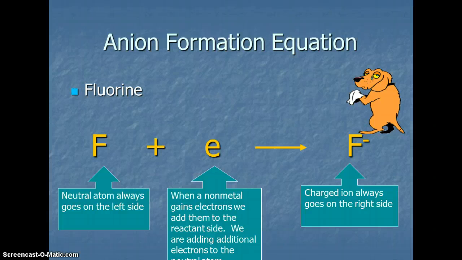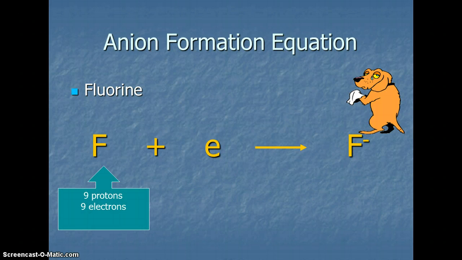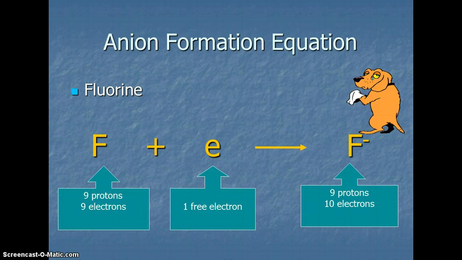Now, since it only gained one electron, that's why it only has the F minus, with the minus being the understood 1. So 9 protons, 9 electrons for the fluorine, 1 free electron, gives us 9 protons and 10 electrons now for the fluorine ion.